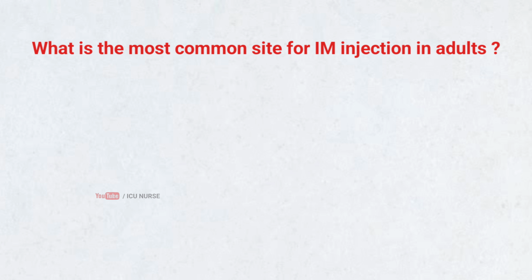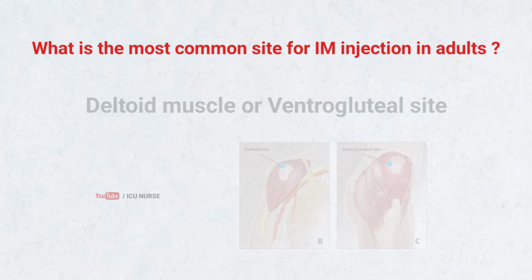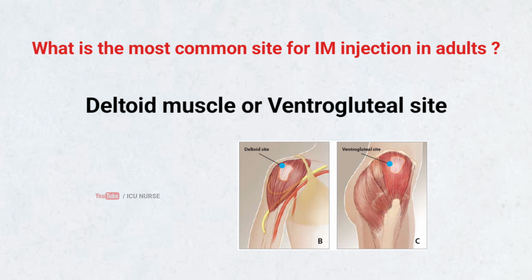What is the most common site for IM injection in adults? Deltoid muscle or ventrogluteal site?